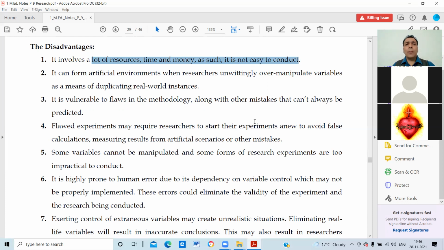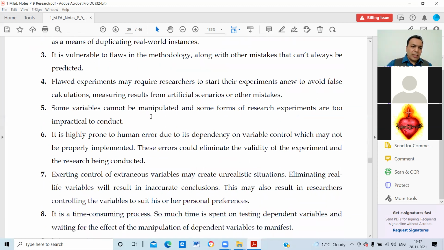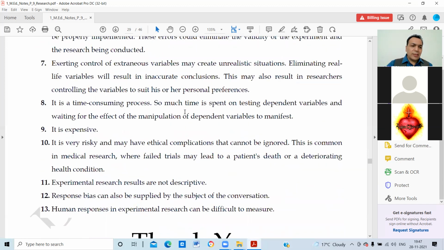That's why most researchers use historical research or descriptive research. Only 1 or 2%, or a somewhat larger percentage, go for experimental research, because it takes a lot of resources, time, money, everything. You give a lot of time to your research. It can also form an artificial environment. So you can read these disadvantages.